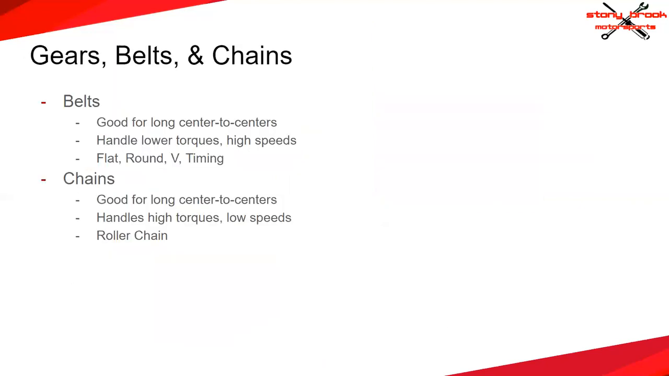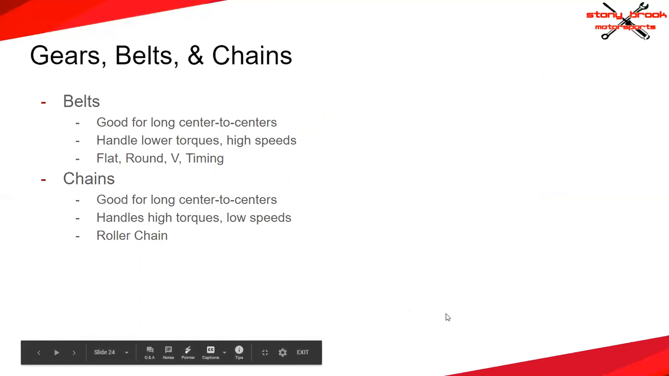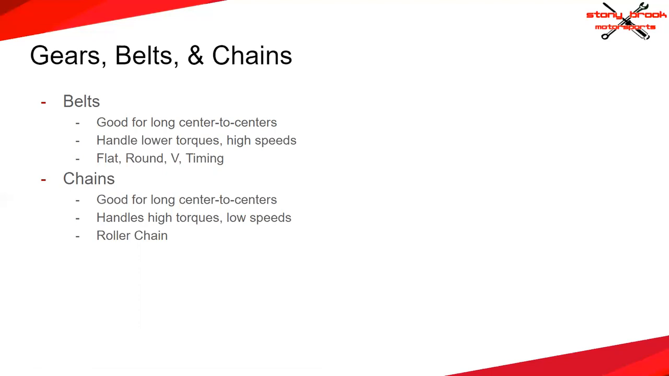With belts and chains, you have a lot of them just generally being really good for longer center-to-centers. With belts, you essentially have a long piece of rubber which wraps around some kind of cylinder, which, by friction generally, in some cases not, transmits torque. Belts are generally good for handling lower torques but high speeds.